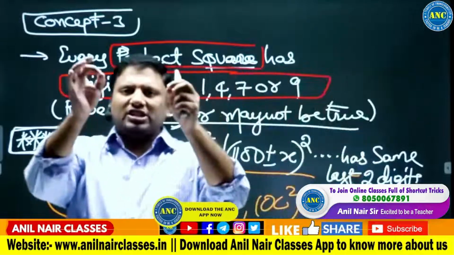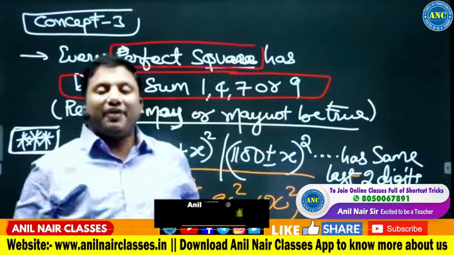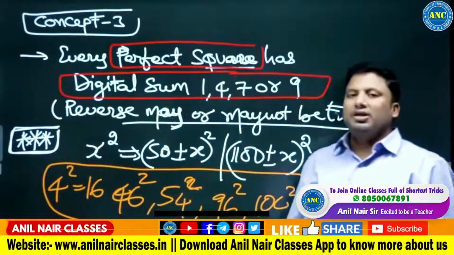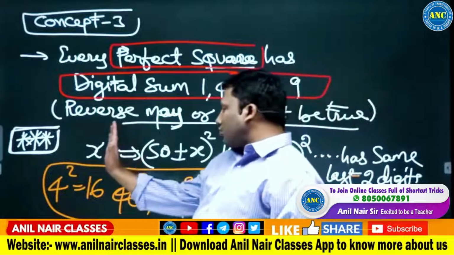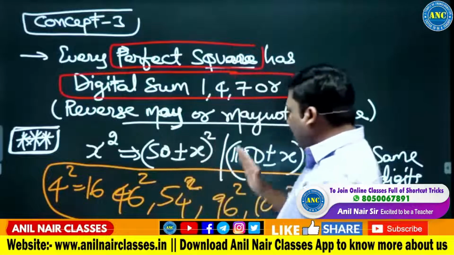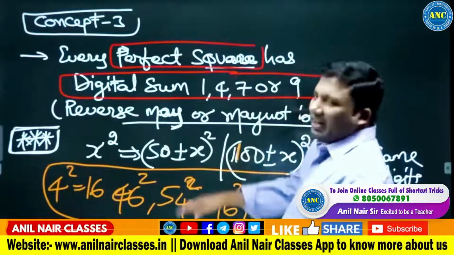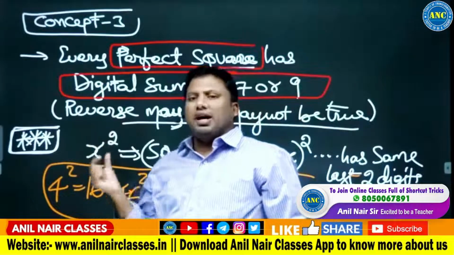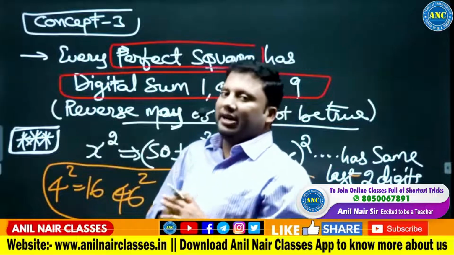If you know this property, you can forget the traditional method of finding the square of a number. You can forget the traditional method of finding the square root of a perfect square. 4 square, 50 minus 4 square, 50 plus 4 square, 100 minus 4 square: the entire class revolves around this concept. What I will do is take some practice questions, then we will get into the concept.